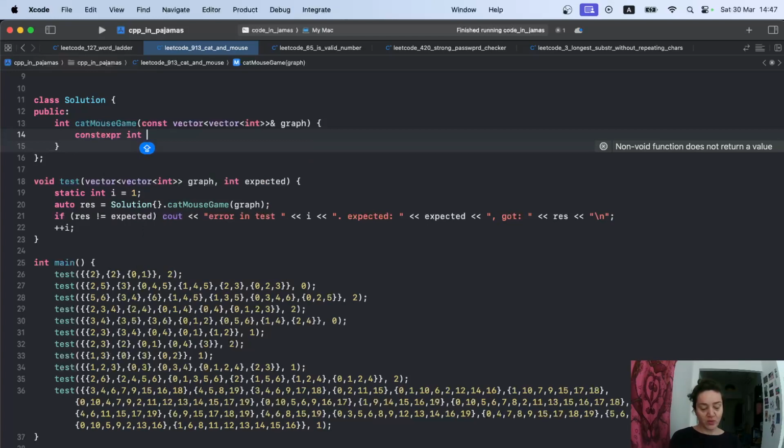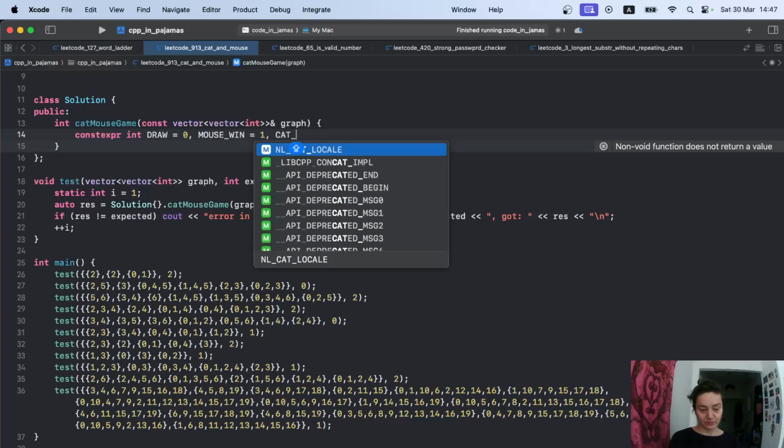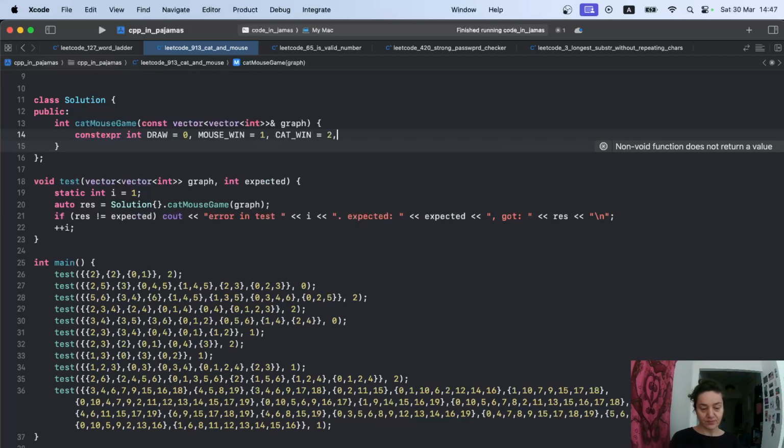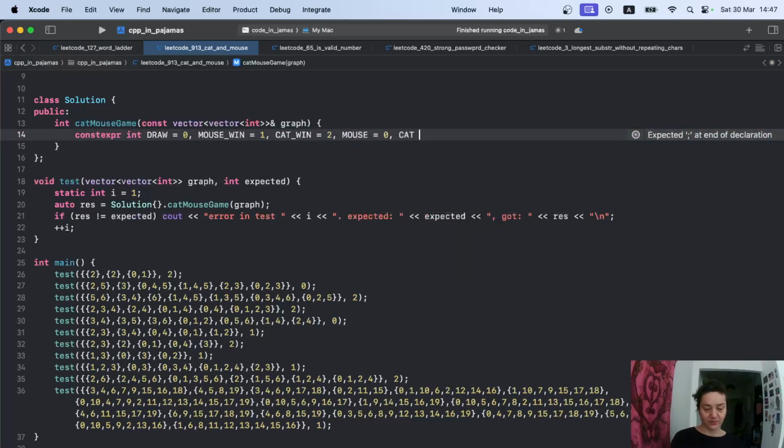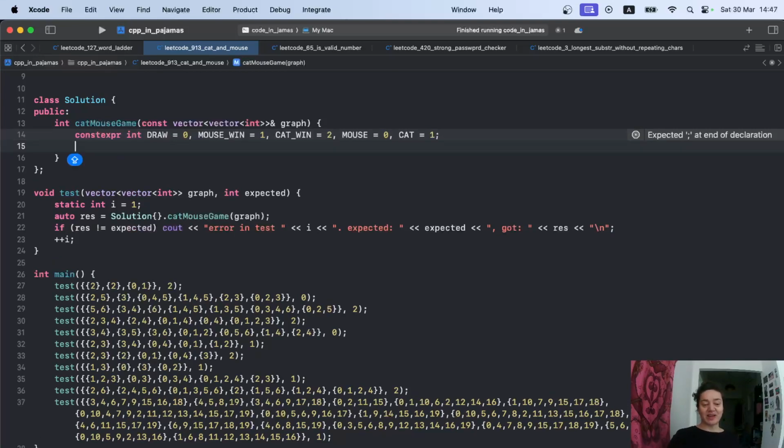So we know that draw is 0, mouse win is 1, cat win is 2, and now the index for the third dimension: mouse 0 and cat 1. Great. Now let us determine the matrix, the game.